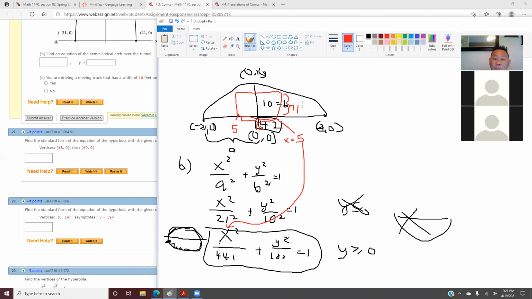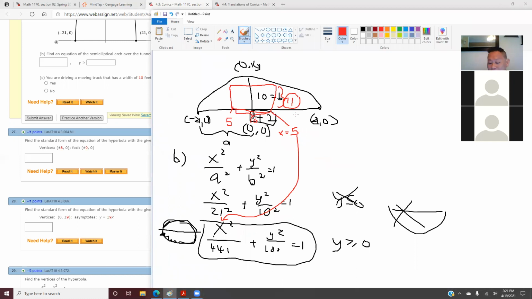If your y value comes out more than 11, then it's good. If you put x equals 5 and your y comes out to be more than 11 feet, yes, your truck can go through because the height of the tunnel is taller than your truck. But if your y is less than 11, then it's bad news. That means you cannot go through because your truck will have big problems.